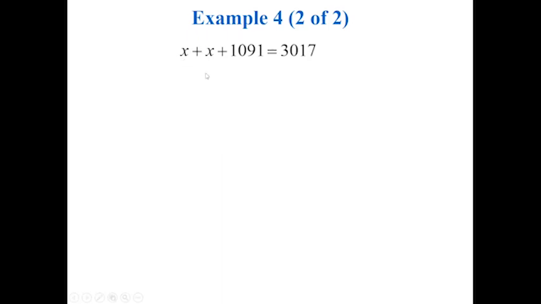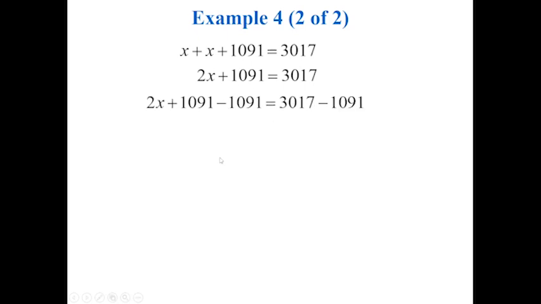Combine like terms. x plus x is 2x. We have 2x plus 1,091 equals 3,017. We're going to go ahead and subtract the 1,091 from both sides. That leaves us with 2x on the left. 3,017 minus 1,091 is 1,926. Divide both sides by 2 to get rid of the 2 times x. We want the x by itself. So x equals 963. That's 1,926 divided by 2.